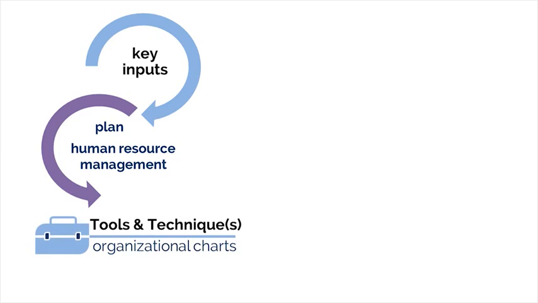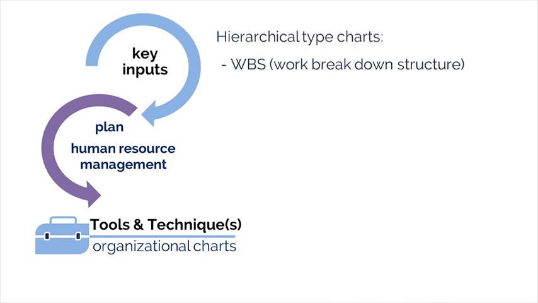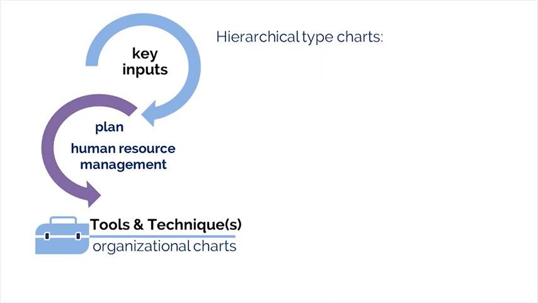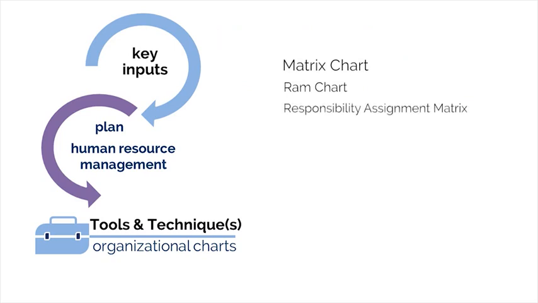The format of these charts can fall into three categories: hierarchical, matrix, or text-oriented. Hierarchical type charts include WBS, work breakdown structures, OBS, organizational breakdown structures, and RBS, resource breakdown structures. As far as the matrix-based chart goes, we often use RAM charts to develop HR plans, which stands for Responsibility Assignment Matrix chart. These show project roles and responsibilities.